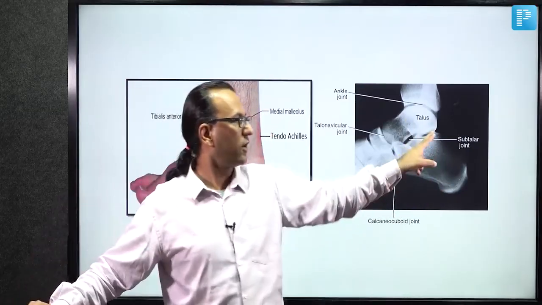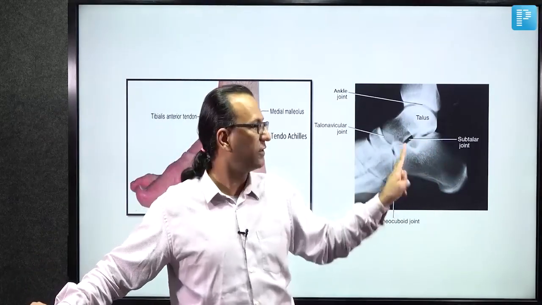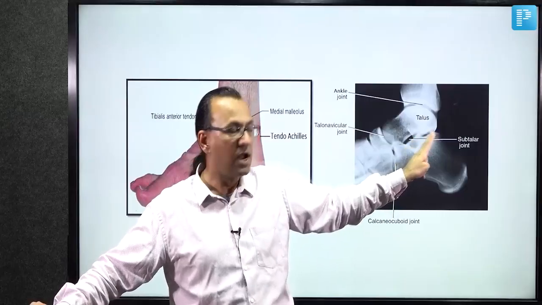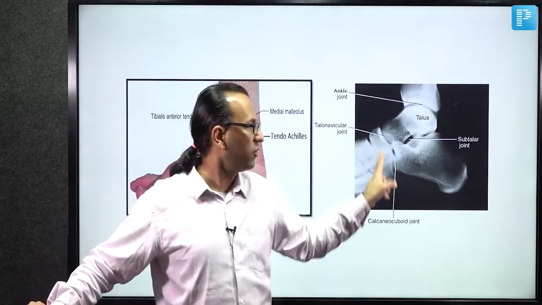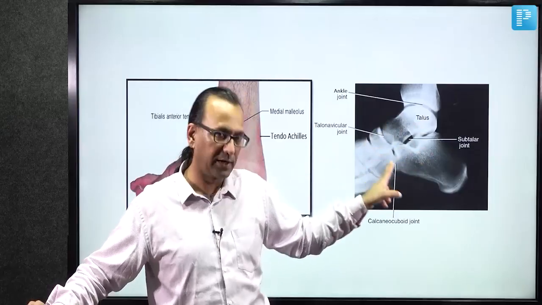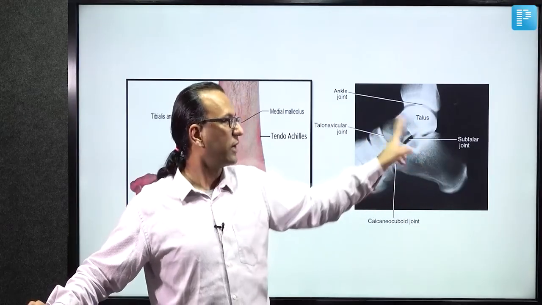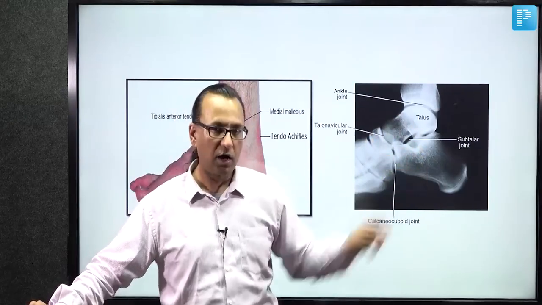And at the subtalar joint, you have 2 movements working. The inverters are the tibialis anterior and posterior, and the everters are the peroneus longus and brevis. Medial bone is the navicular bone, and there is a talocalcaneonavicular joint here, which is a ball and socket joint, which is working for the medial longitudinal arch here.